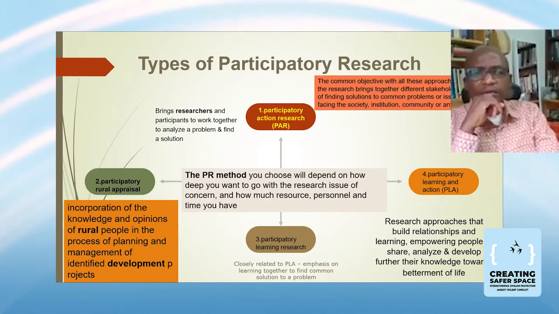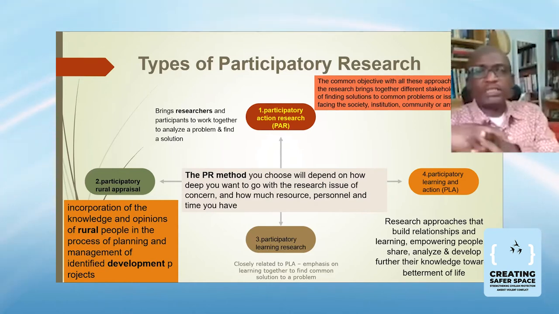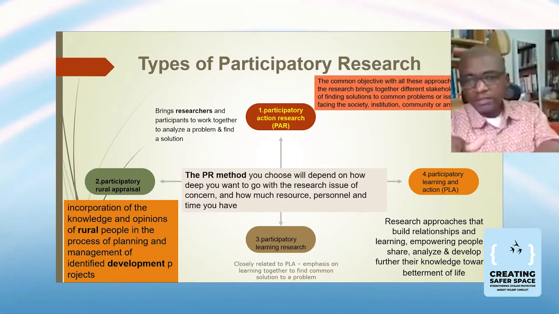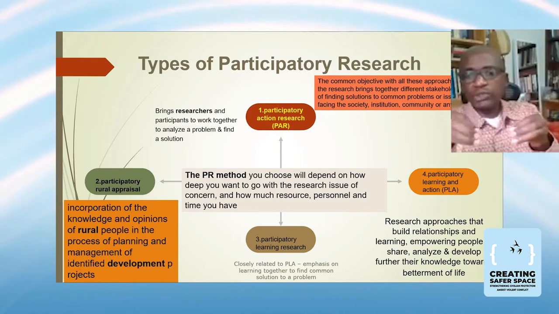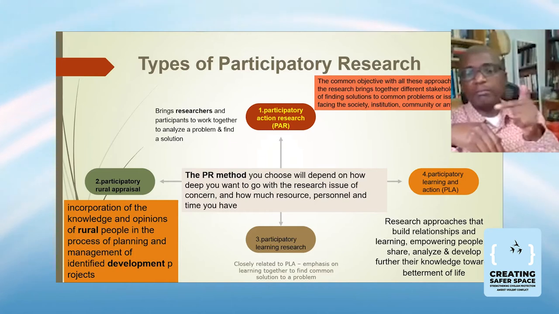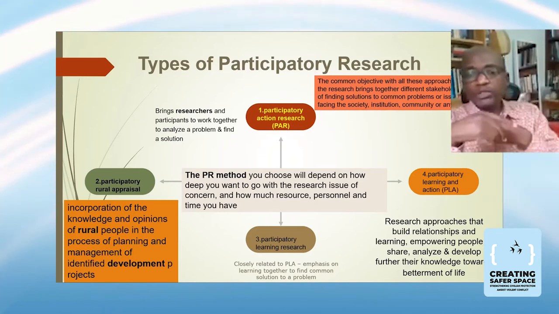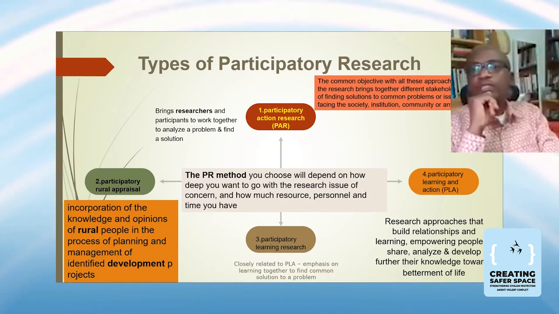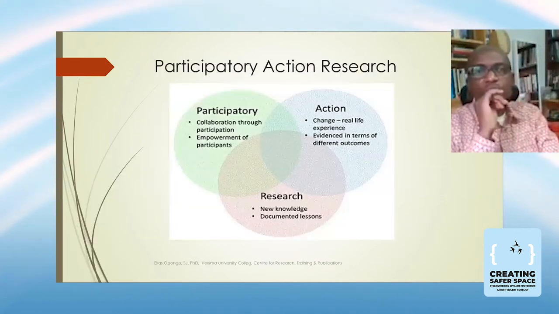Now, when we talk of the PR, in all these methods and other methods that I've not mentioned here, the primary objective is research for social action and change. That's really the principle, that research is not research for its own sake, but research for social action. It's very engaging, and the problem that you're addressing determines the strategy that you will use for the research. So the common objective really is to find a common solution to the problem.